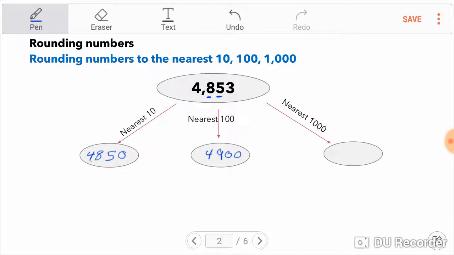Now the nearest 1000. Identify the digit in the 1000 column, which is 4. The next digit is 8, which is more than 5, so we round up. 4 becomes 5, then 0 0 0.